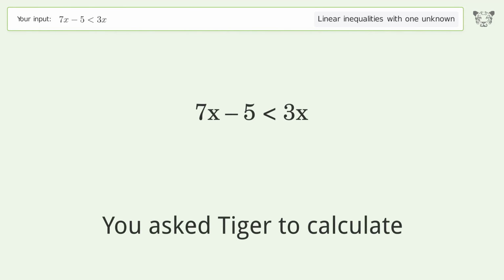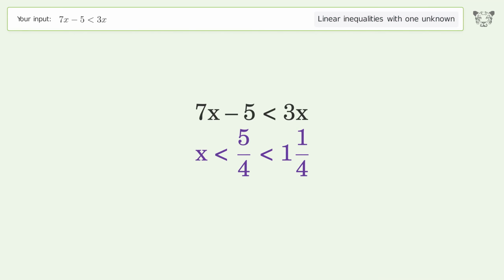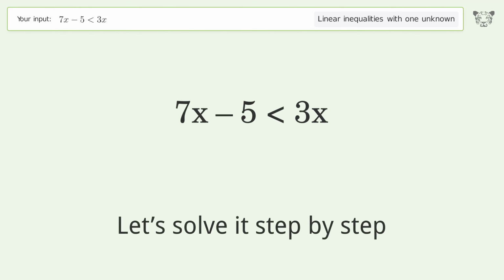You ask Tiger to calculate. This deals with linear inequalities with one unknown. The final result is x smaller than 5 over 4 smaller than 11 over 4. Let's solve it step by step.